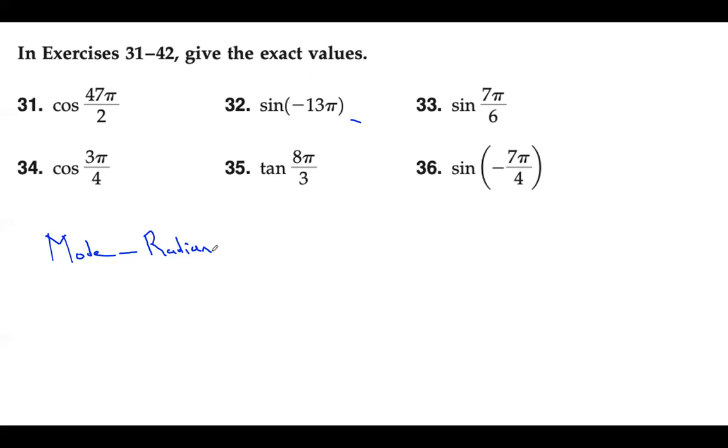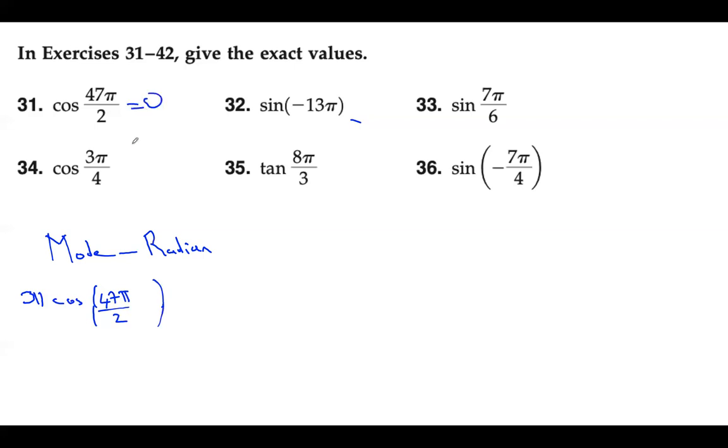I am going to write in the calculator question 31. Also, I will do all of it. I will show it to you. I always use brackets. This is important because if you don't use brackets, maybe the 2 will be just for 47 pi or it will be just for pi. Use brackets so you will not make a mistake. Cosine, open a bracket, 47 pi divided by 2. The answer is 0.